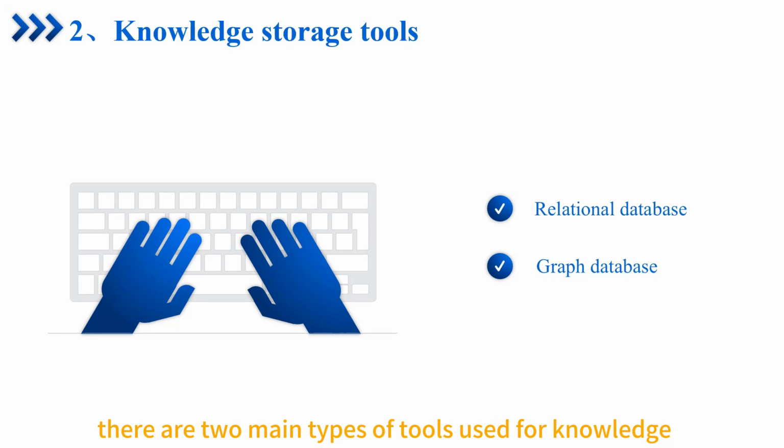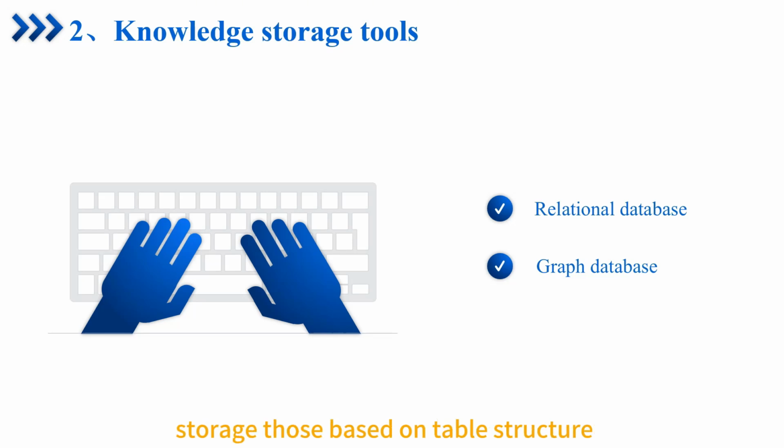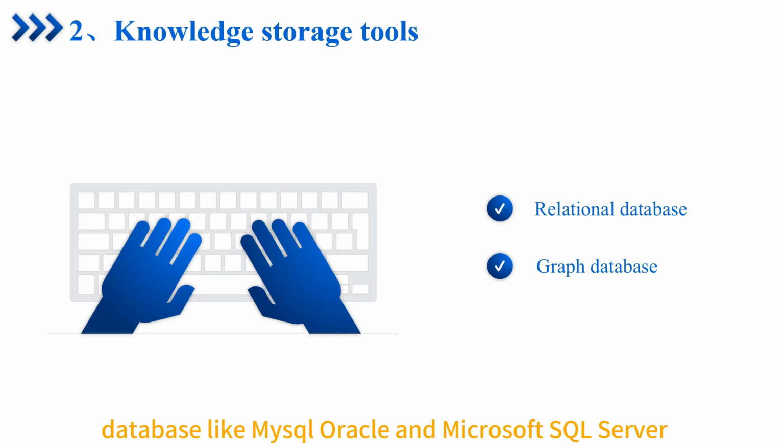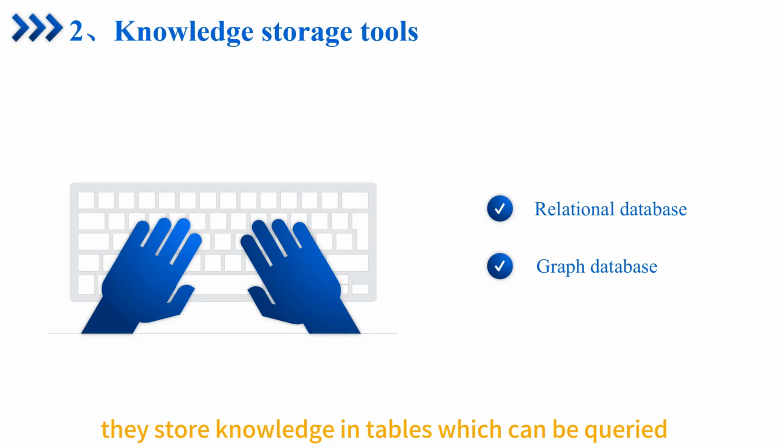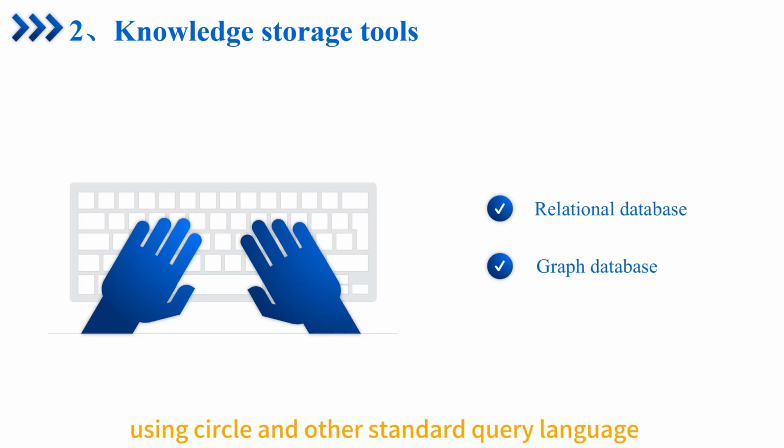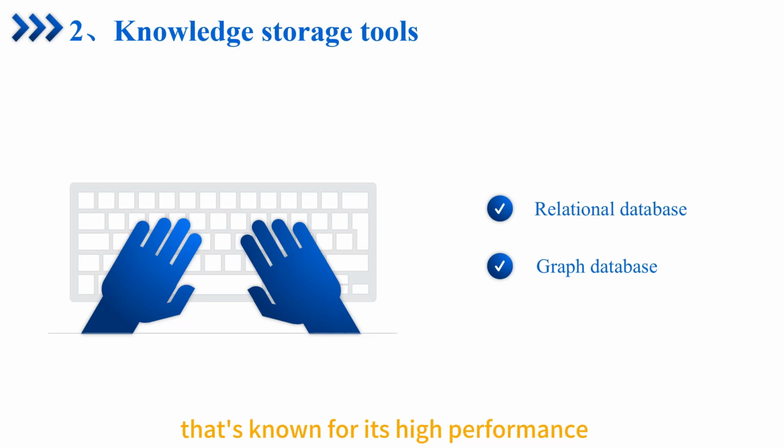There are two main types of tools used for knowledge storage: those based on table structure and those based on graph structure. Table-based tools are typically relational databases like MySQL, Oracle, and Microsoft SQL Server. They store knowledge in tables which can be queried using SQL and other standard query languages. MySQL is a popular open source relational database that's known for its high performance, reliability, and ease of use. It's used in a wide range of applications.